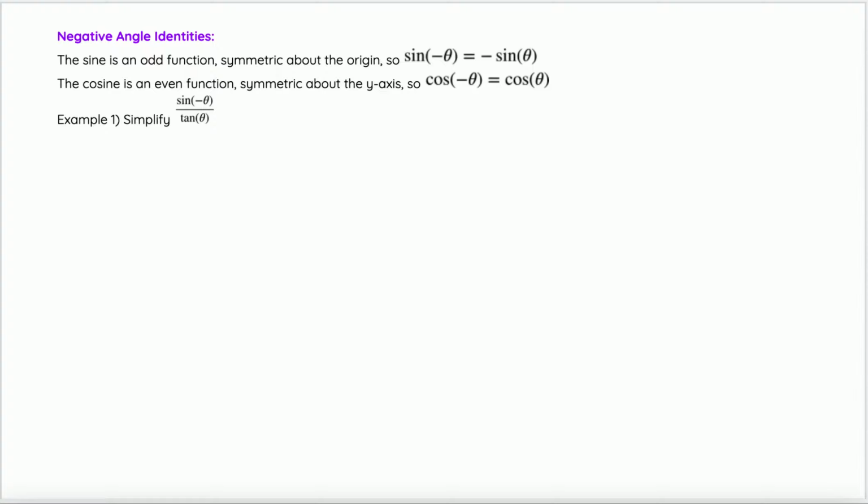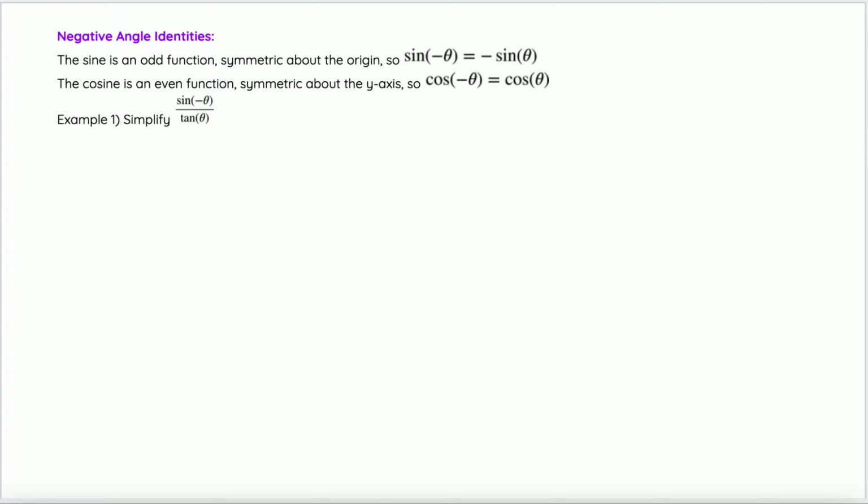We just identified that the sine is an odd function, which is symmetric about the origin. So when I take sine of the opposite of theta, I end up with negative sine of theta. And since the cosine is an even function, which is symmetric about the y-axis, cosine of opposite theta is equal to cosine itself. These angle identities are on your identity sheet for your trig identity values.